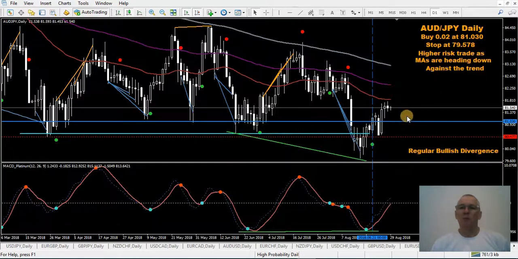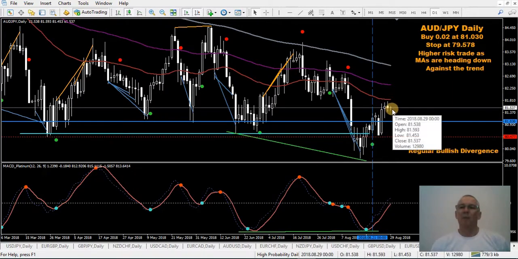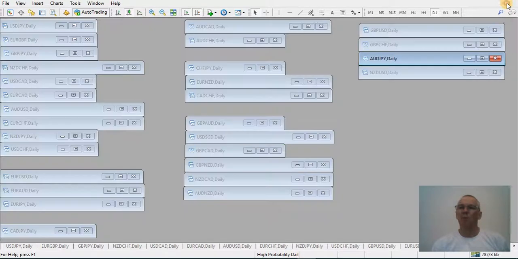Aussie Japanese yen, I took a buy in here. Today it was a high risk trade as we're going against the MAs. Price got up close to the 50 EMA. The MACD is just about through the zero level. It is on the blue dotted line. The orange line's not far behind. Looks like it's losing a bit of momentum. So this morning I just closed half and brought my stop up to this level here, which is 80.477. If it rolls over and stops me out, I'll probably lose a little bit, but it's reduced the risk greatly on this trade. So that's the Aussie yen buy.